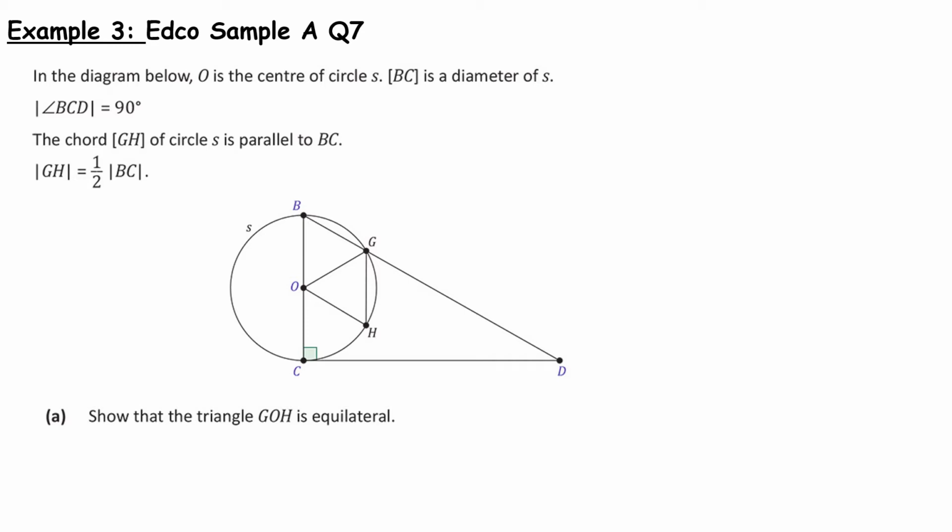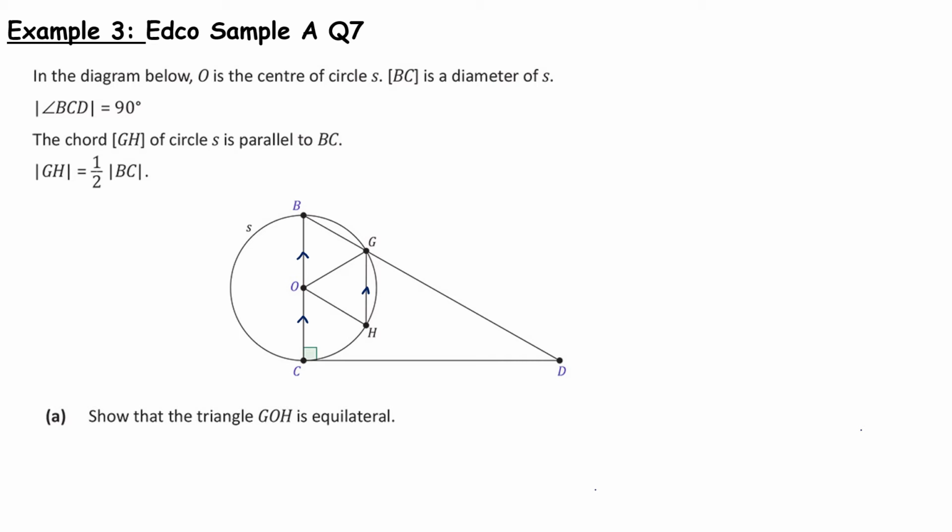So in the diagram below, O is the center of the circle S, which means BC is the diameter of S. Now looking at the diagram, yeah, O is the center, so BC would have to be a diameter. It tells me that BCD is 90 degrees, and that's given on the diagram. It tells me that the chord GH is parallel to BC. Now, that wasn't given, so I'm going to throw in some little arrows to help me there. And it tells me GH is equal to half of BC.